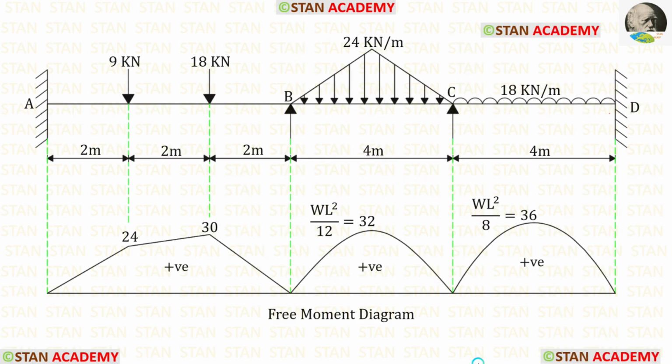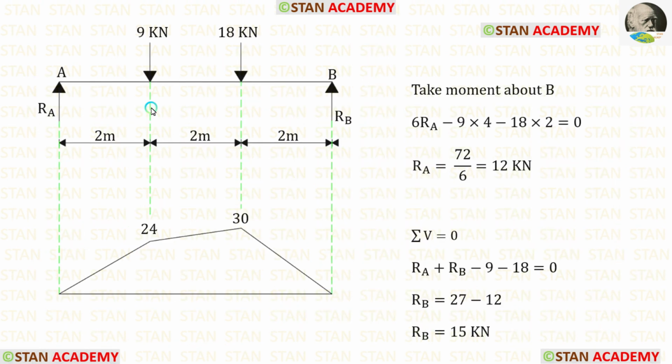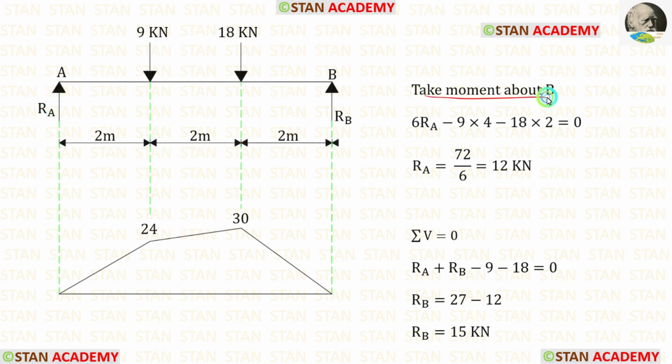Now, let us draw the free moment diagram. To draw the free moment diagram, we have to consider every span as a separate simply supported beam. First, let us take the span AB and see how to draw this diagram. Here, I have converted the span AB into a simply supported beam. Let us take moment about B and find RA. By applying this rule, we can find RB.